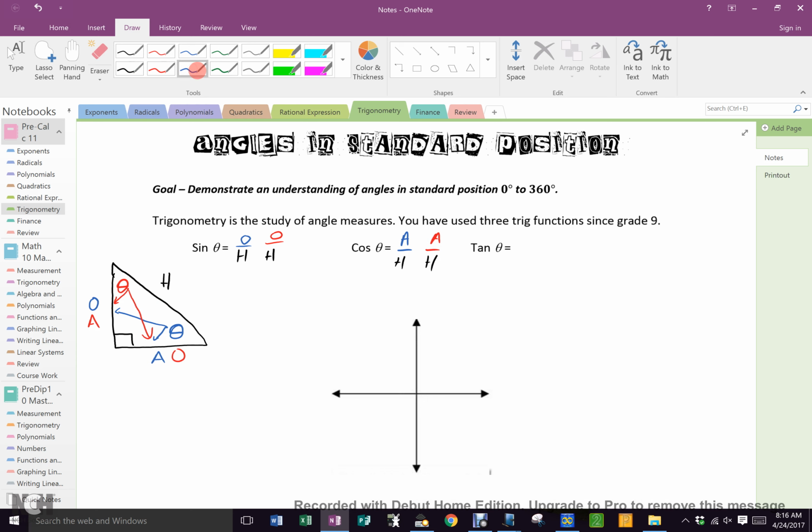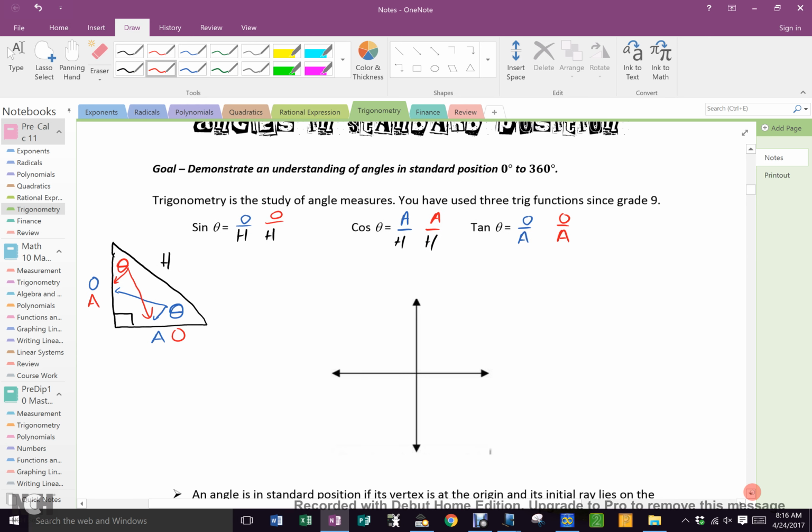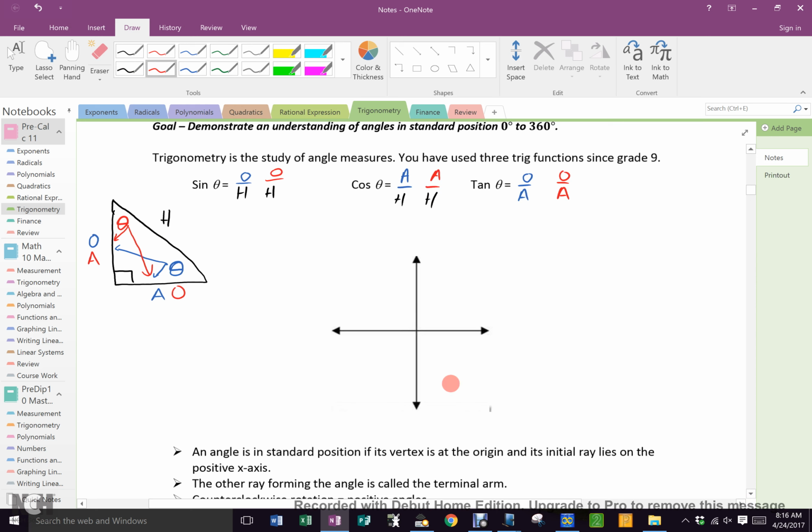And tangent is O over A and O over A. Everybody remembers this, yeah? Okay. Now, you also recognize this situation, right?